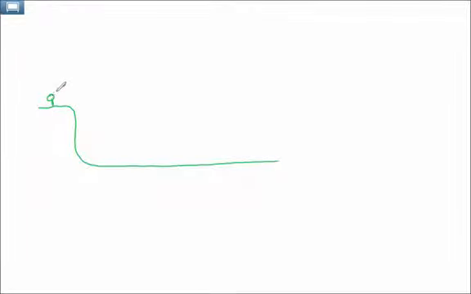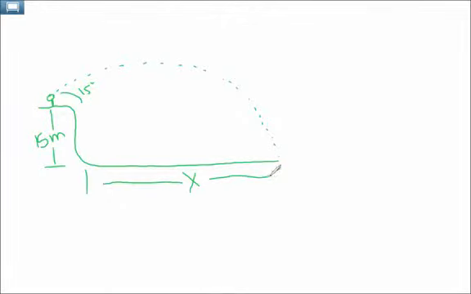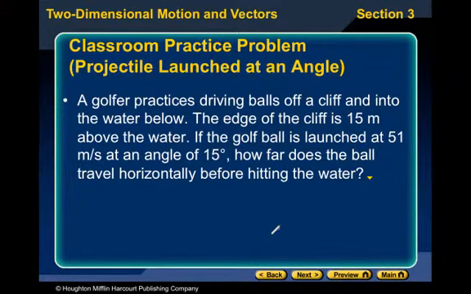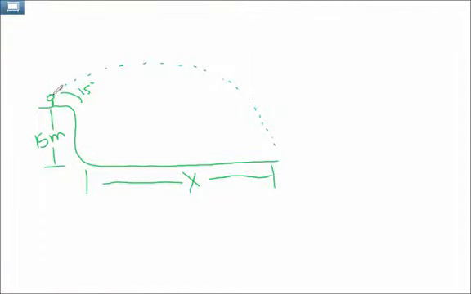Use the golf ball. So this angle is 15 degrees. This is what? Does it give us an X direction? Oh, we're trying to find this direction. What else does it give us? Let's look. 51 meters per second. Okay. So this would be, no, this would be this.